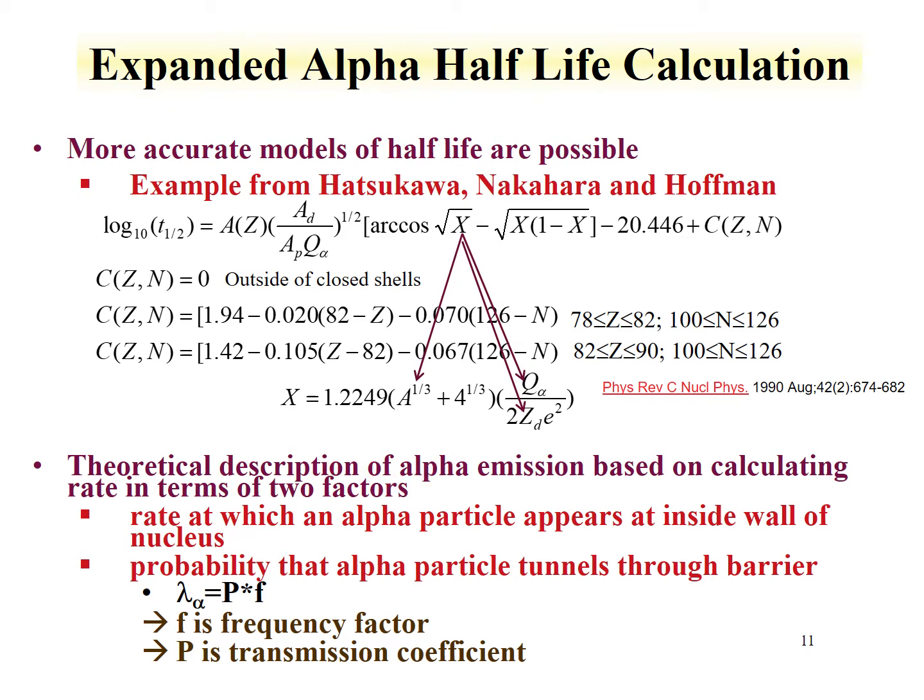One factor is a rate at which an alpha particle appears inside the nucleus. In other words, in order for the alpha particle to escape the nucleus, it has to be there in the first place. So we can call that factor the frequency factor. How often does that alpha particle appear in the nucleus? And then there's the second factor: once that alpha particle appears, what's the probability of it getting through the barrier? So some sort of transmission factor, right? We can call that P, the transmission factor. Taken together, we can take the transmission factor and the frequency factor to get the decay constant for alpha decay.